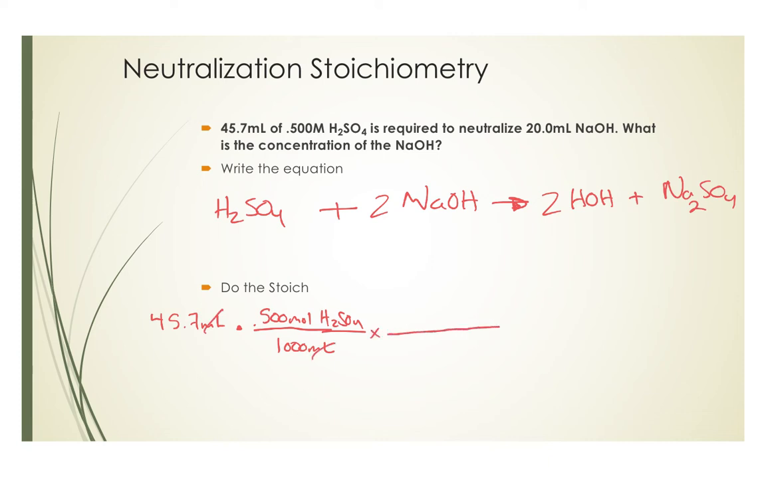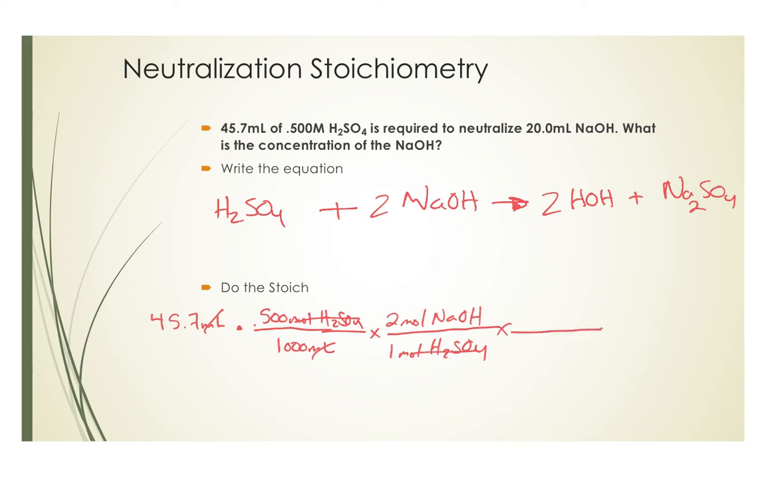Next thing is our stoich. From our equation up there, 1 mole H2SO4, and we're trying to figure out how many moles of NaOH that corresponds to. So 2 moles NaOH. Moles of H2SO4 cancel.